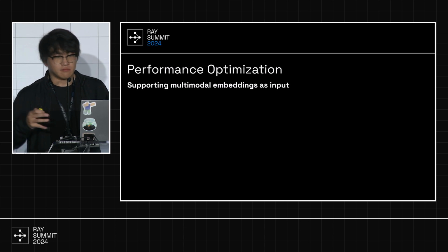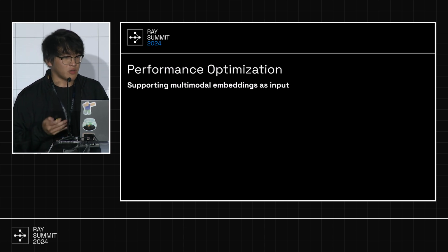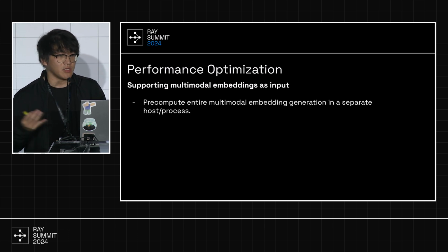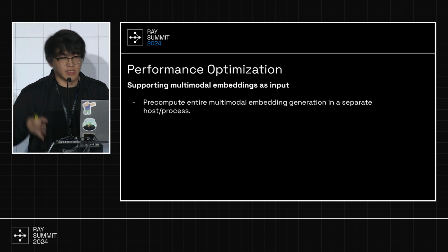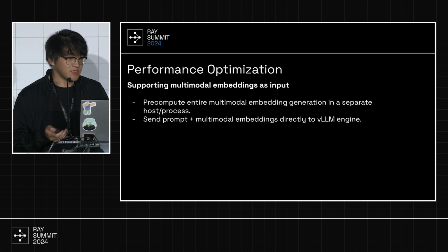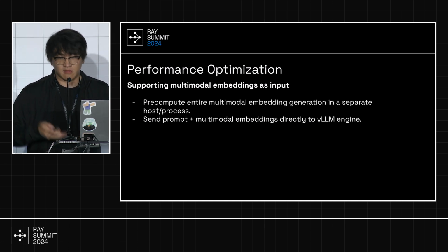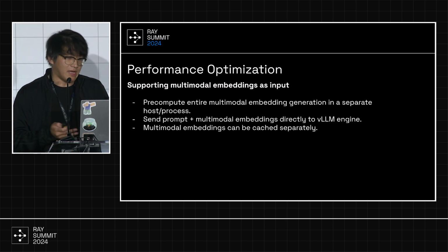The second optimization we did was to enable multimodal embeddings as the input. For context, sometimes you don't actually have to run your multimodal data through that encoder. You can run it somewhere else separately and generate these embeddings beforehand. And during inference time, you send the prompt and the embeddings directly to the vLLM engine. So the inference pattern is identical to a typical LLM. You can also hash and cache them separately somewhere else outside of vLLM, so the developer has a lot more freedom to control how they want to save these embeddings.